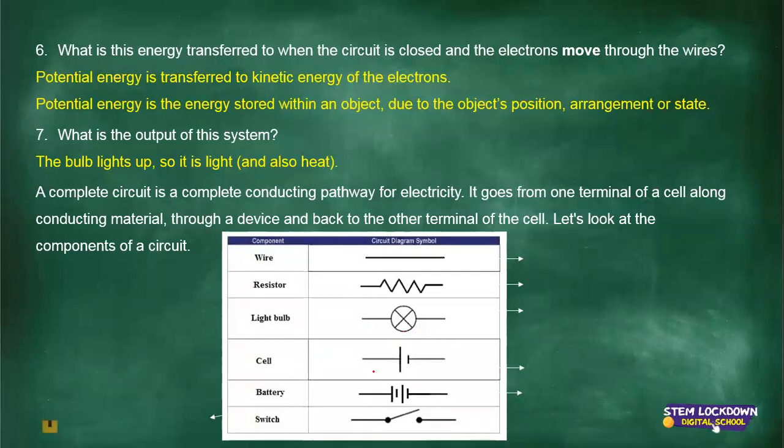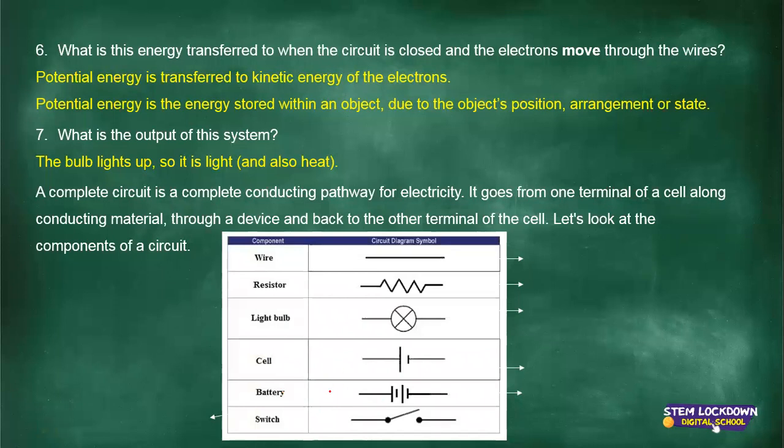Then we have a cell. This is how you draw your cell. But remember, you have a big line here and a small line here. So this shows you from positive to negative, the big line and the small line. Don't forget that. And these lines here are basically your wire. Then your battery.